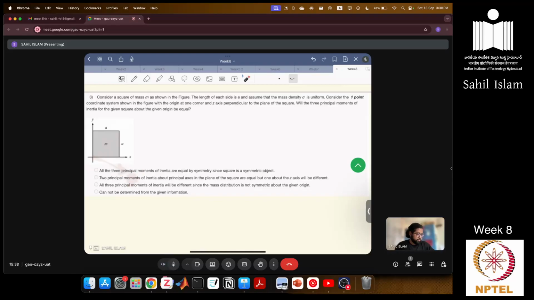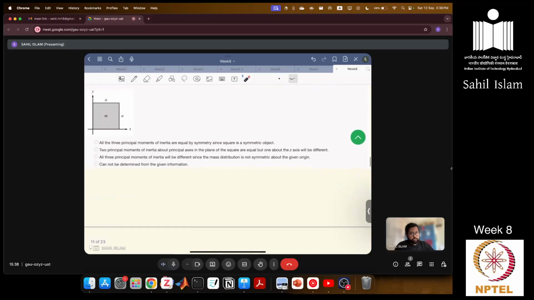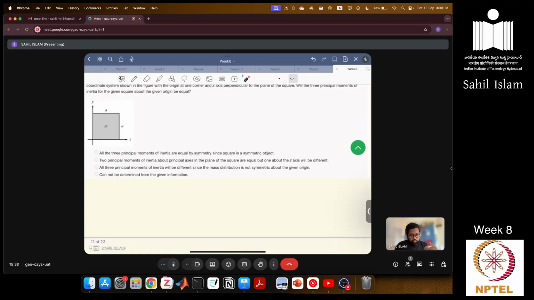Will the three principal moments of inertia for the given square about the given origin be equal? The question is, will they be equal or not? We have to choose from these options. All three principal moments of inertia are equal by symmetry, since the square is a symmetric object. Two principal moments of inertia about the principal axes in the plane of the square are equal, but the one about the z axis will be different. All three principal moments of inertia will be different since the mass distribution is not symmetric about the given origin. Cannot be determined from the given information.